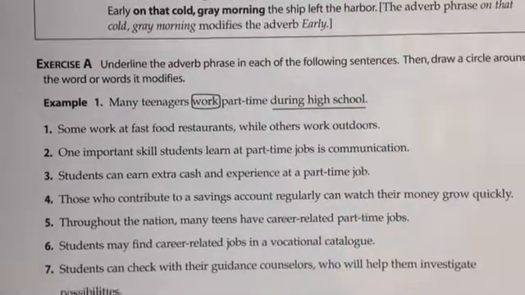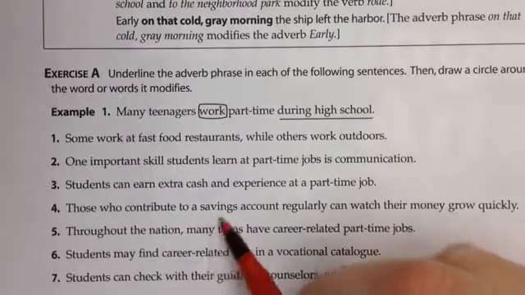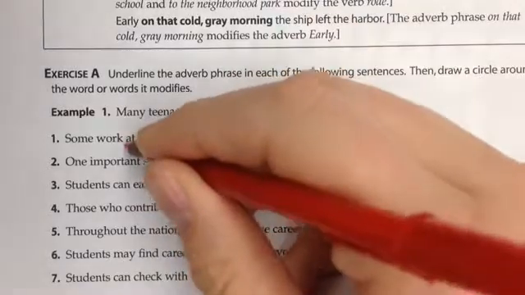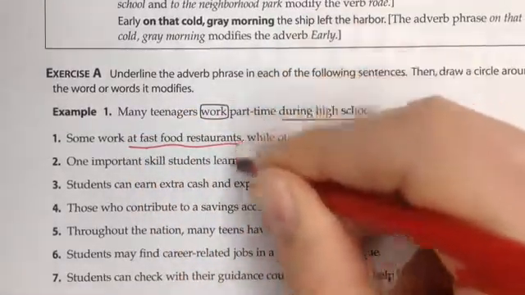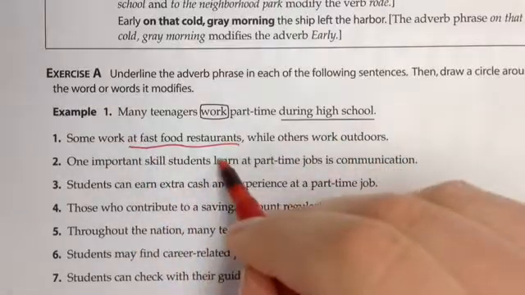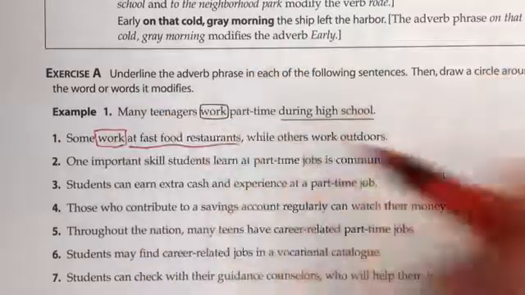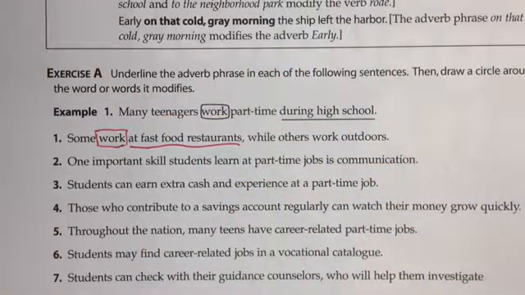Number 1. Some work at fast food restaurants while others work outdoors. So at is a preposition, and at fast food restaurants is a prepositional phrase. It includes the preposition and its object. And these describe the word work, which is a verb. And this tells us where they work. So it answers an adverbial question.